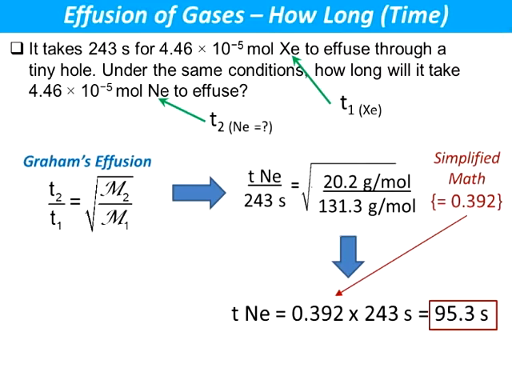131.3 gram per mole. We then take the math and we simplify it, and the entire expression on the right hand of this equation equals 0.392. We take that value, 0.392, times 243 seconds, and we get an answer for T of neon of 95.3 seconds. So again, when the problem involves passage of time or some indicator that is clearly effusion, you use the T2 over T1 equals square root of M2 over M1 equation.